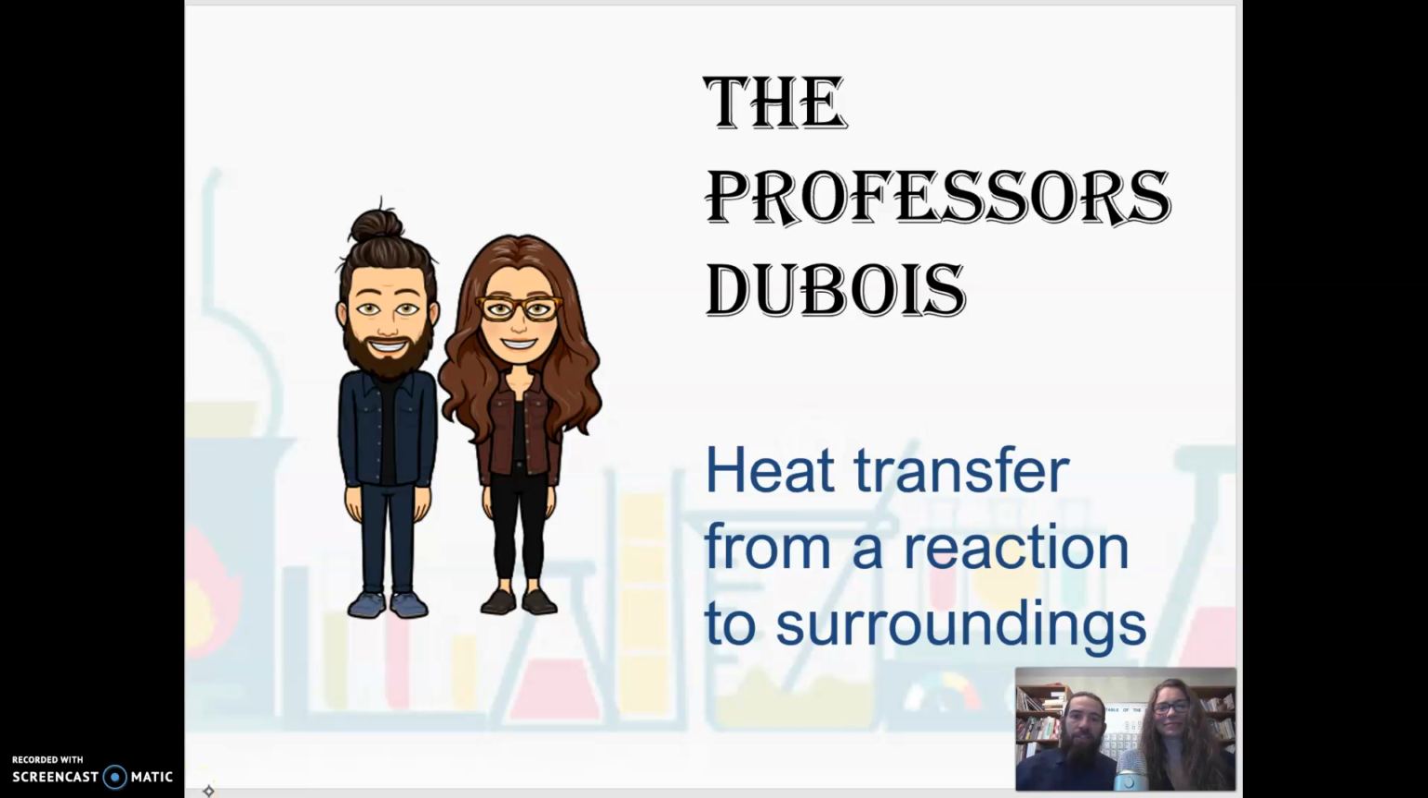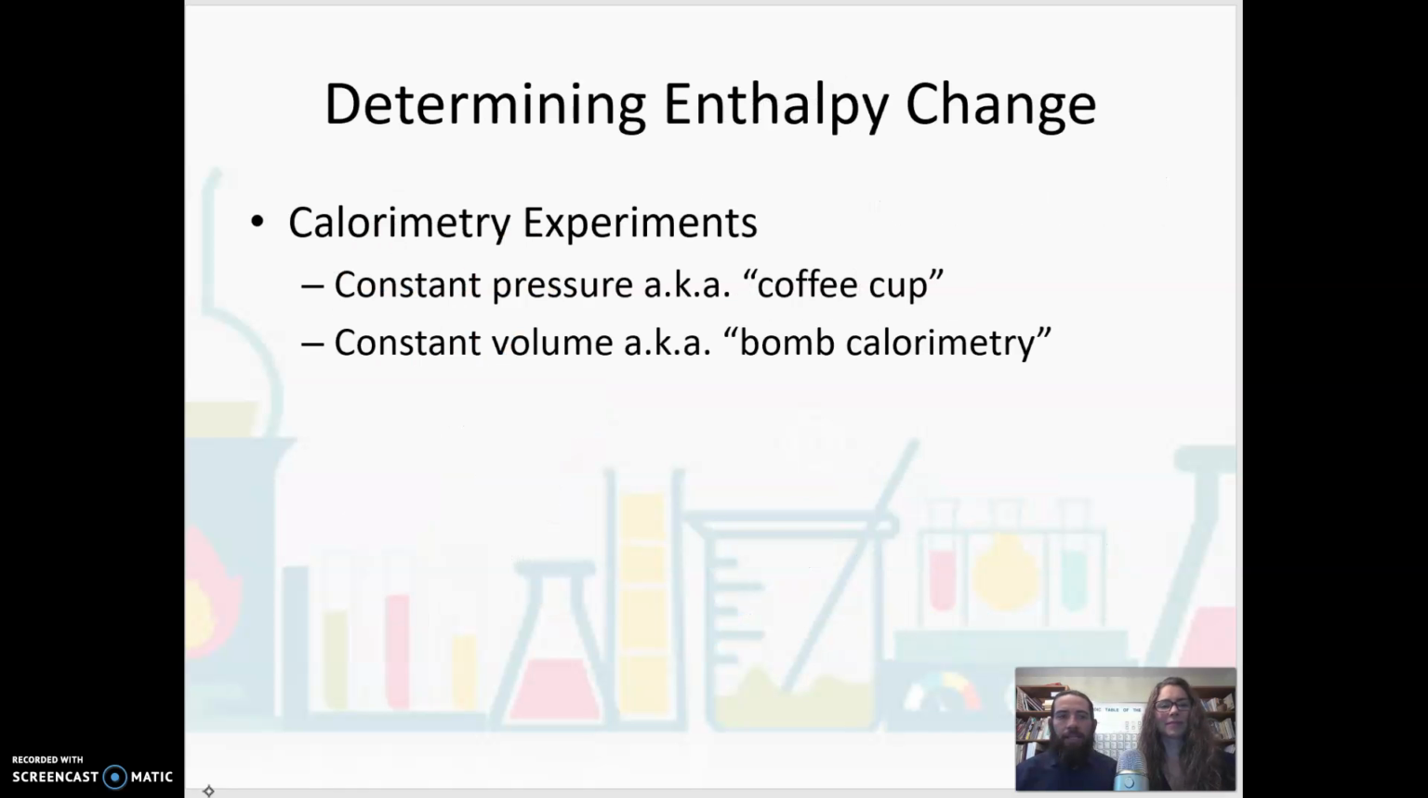We are the Professors Du Bois, and in this lecture we're going to talk about heat transfer from a chemical reaction to the surroundings and how we measure that. And we measure that using a type of experiment called calorimetry. There's a couple different types.